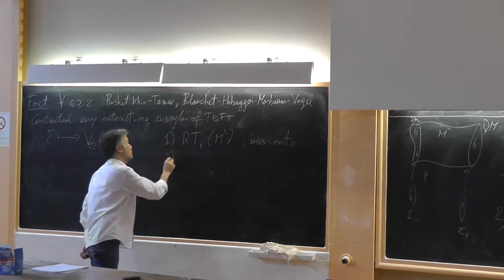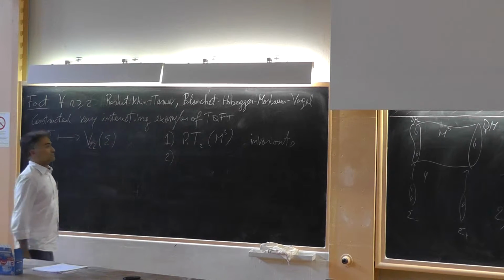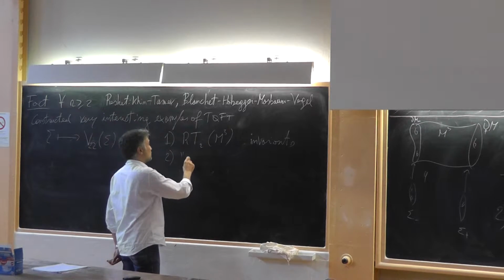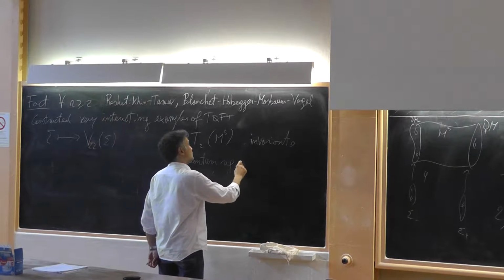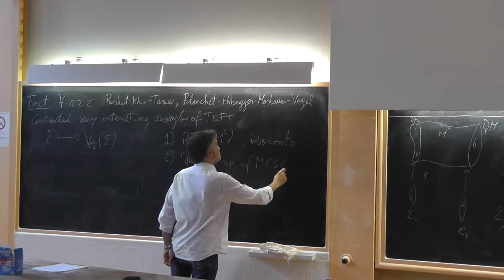And you get what people call quantum representations of the mapping class groups of sigma.